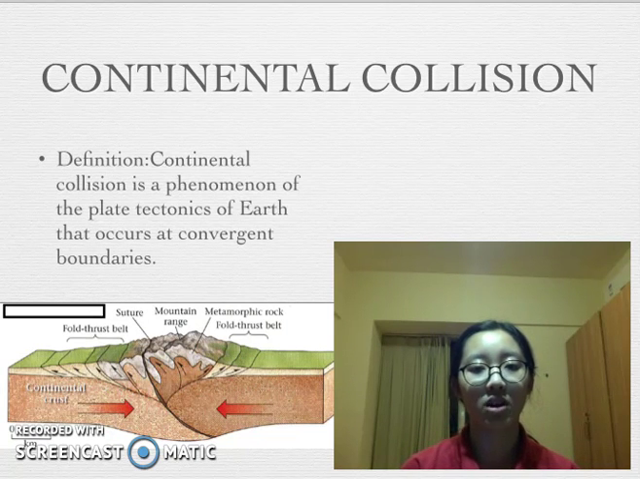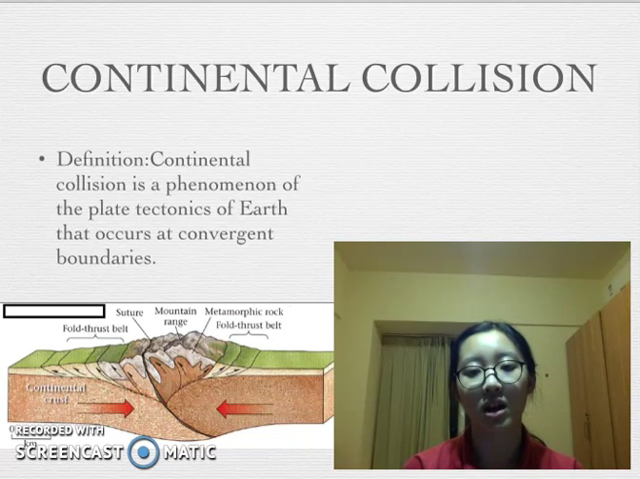Convergent boundary also will cause the continental collision. It is a phenomenon of the plate tectonics of Earth that occurs at the convergent boundaries. The well-known example for this is the Himalaya mountains.